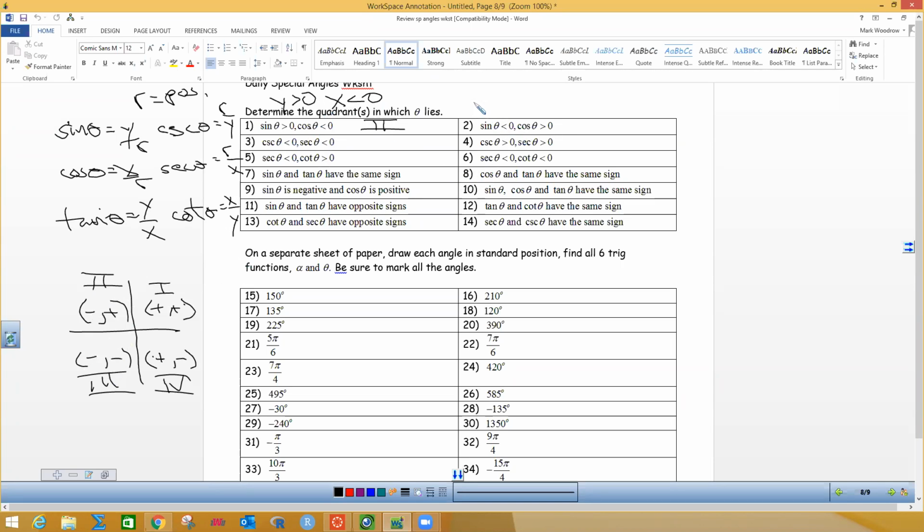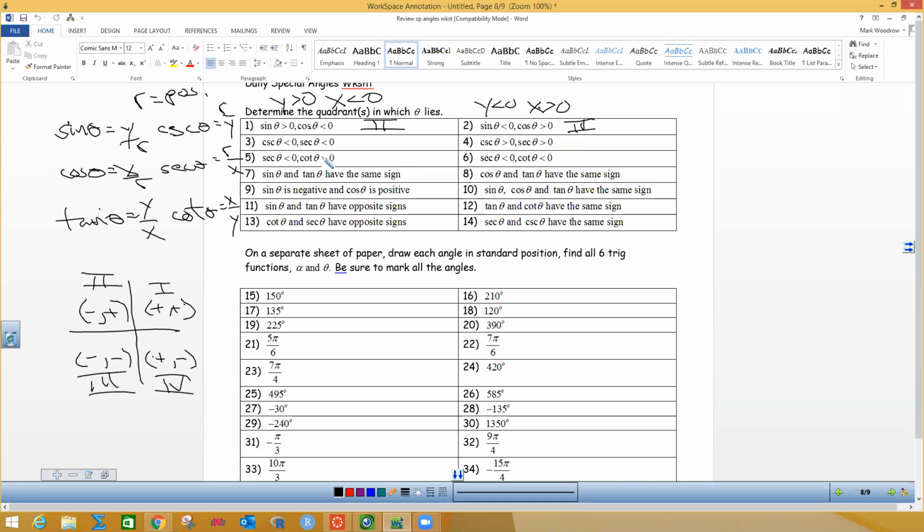Coming over to this one, this says y is less than 0 because y goes with sine. X is greater than 0 because cosine and x go together. So I want to know where's x positive and y negative. Well, x positive, y negative is quadrant 4. You get any idea where these are coming from?